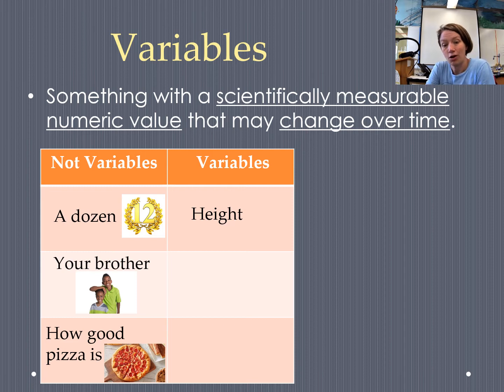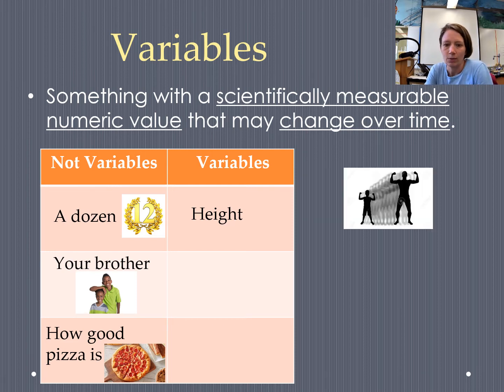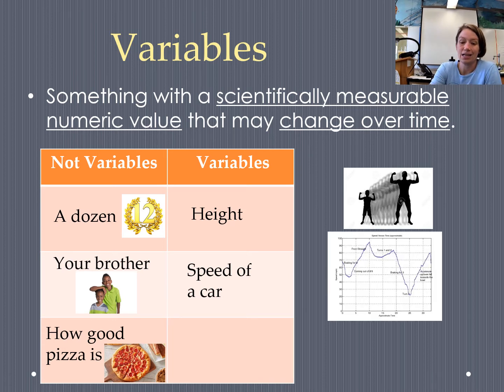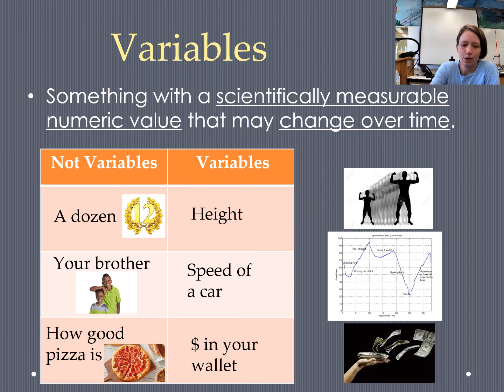So some examples of things that are variables. Your height is a variable, and the reason is because we can measure it using a meter stick. We can give a number to your height, and it may change over the course of time. The speed of a car could be a variable, because again, we can use the speedometer to measure that speed. It gives a number, and that speed might be changing as your car goes on a trip over time, faster sometimes and slower sometimes. Another example of a variable is the amount of money in your wallet. We can scientifically measure that by counting it. It will have a numeric value, and that value will likely be changing over time as you get more money or spend money from your wallet.